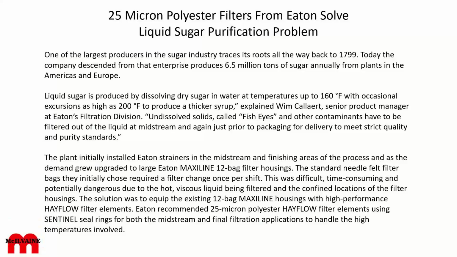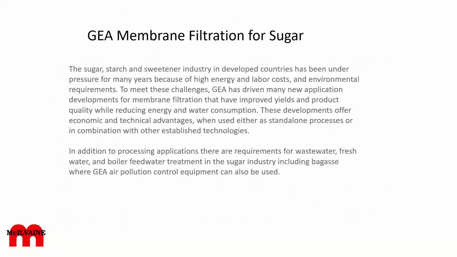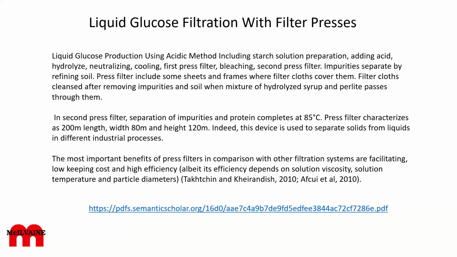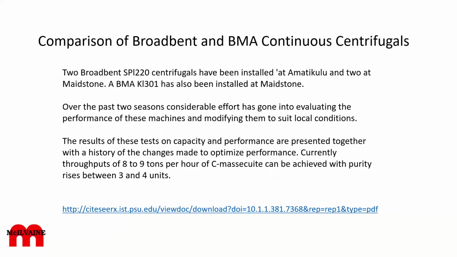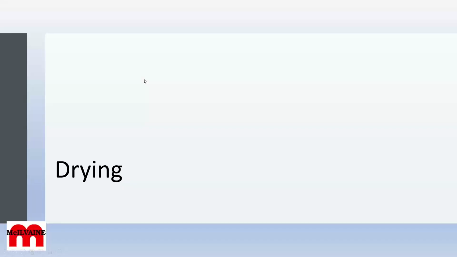Filtration, for instance: polyester filters by Eaton are used in liquid sugar purification. GEA membrane filters are used in sugar processing, and filter presses are being used for liquid glucose filtration. There are a number of different centrifuge suppliers, and if you're one of these suppliers, you have to evaluate the unique product that you offer versus that of a competitor.